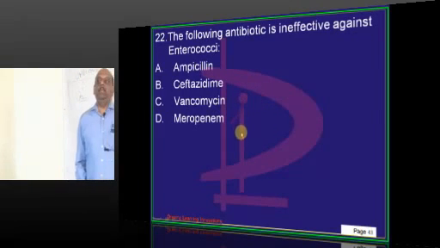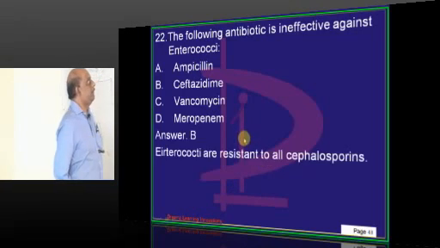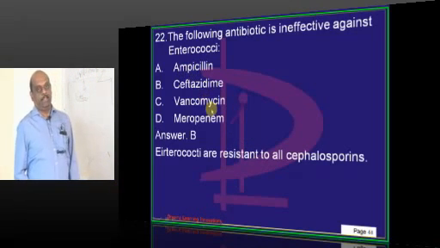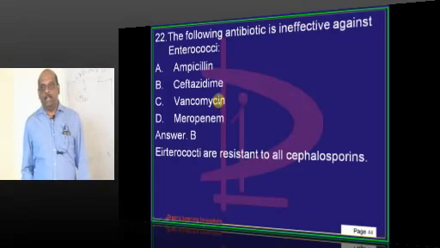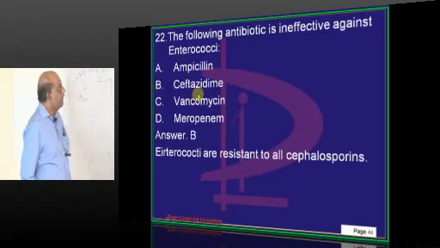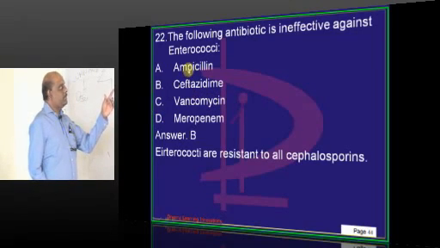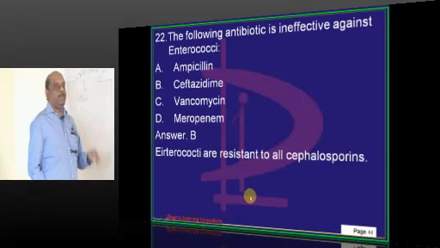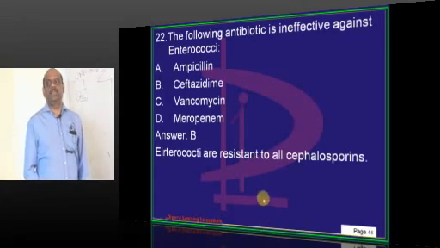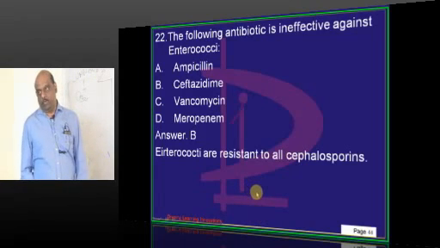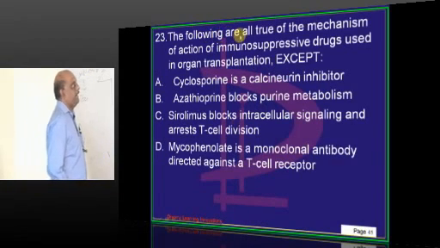Then which antibiotic is ineffective against the enterococci? Enterococci are like your streptococci, group D streptococci, enterococci. So ceftazidime, cephalosporins, all enterococci universally are resistant to the cephalosporins, is what you need to appreciate.